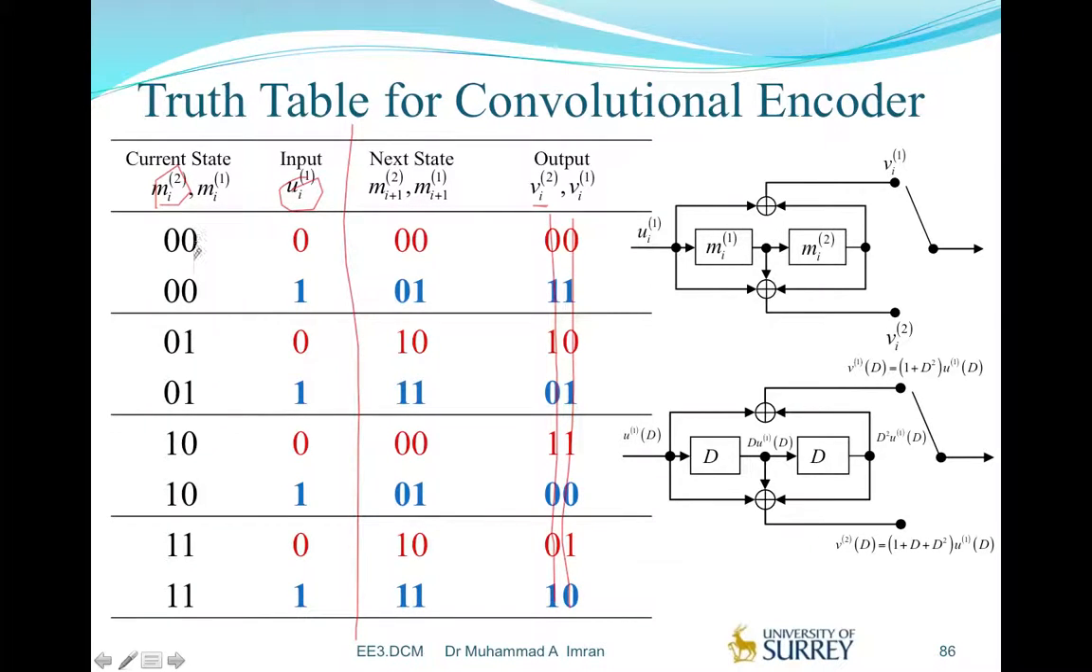So you copy this column here, 0, 0, 1, 1, 0, 0, 1, 1 here. Similarly, M1 in the next time slot is nothing but what U was in the previous time slot. So you copy this column here, the column of U, to create M1 in the next time slot. That's how you complete this table.